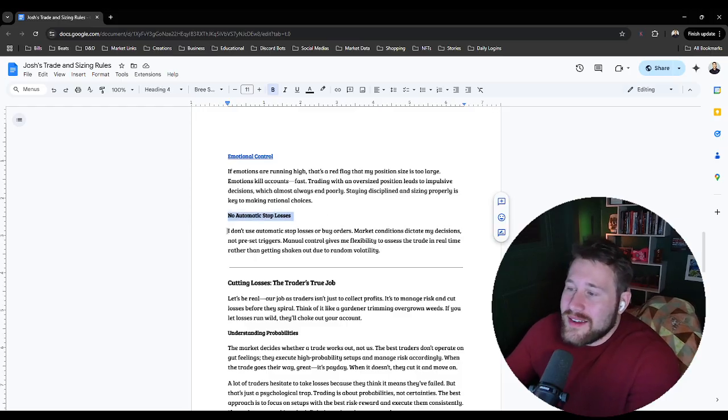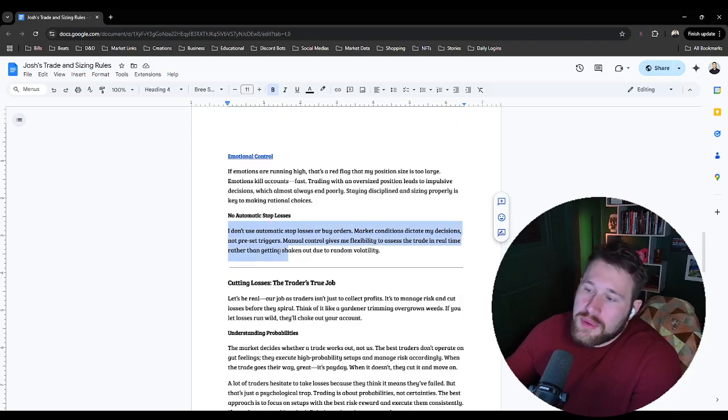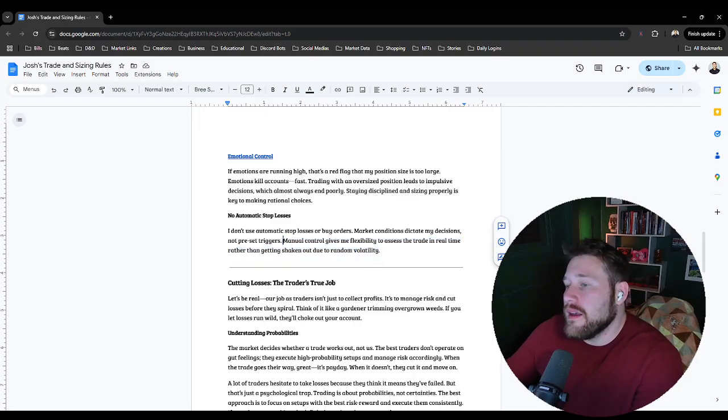No automatic stop losses. I don't use automatic stop losses or buy orders. Market conditions dictate my decisions, not preset triggers. When I say preset triggers, I'm saying that I'm not putting in an actual stop order. Now I will sometimes break this if I've got to walk away, but I really want to leave that position on for whatever reason. I might set in a manual order.